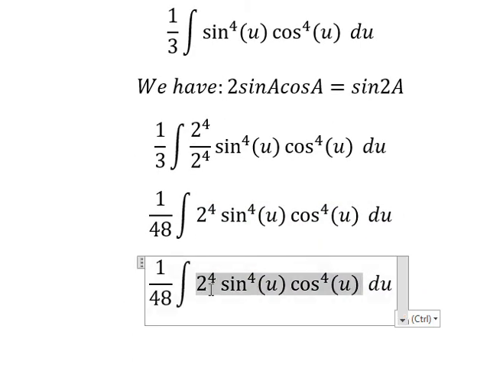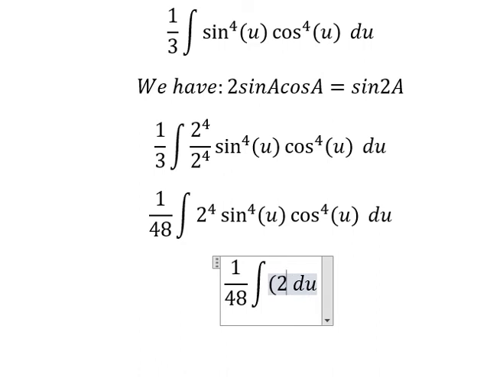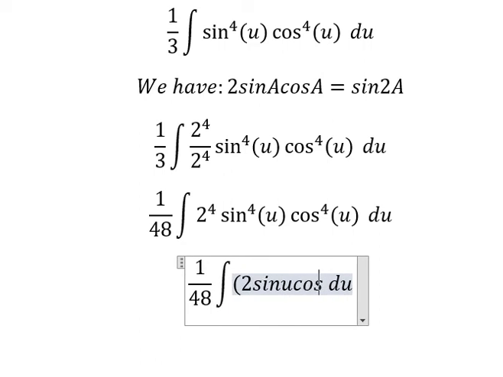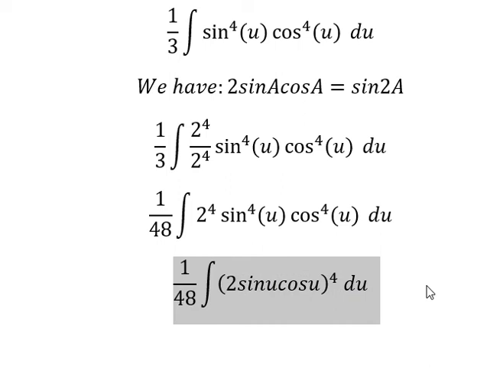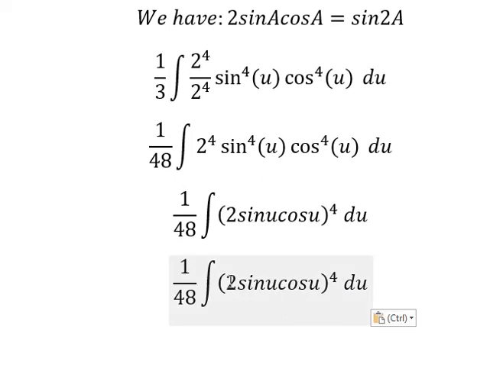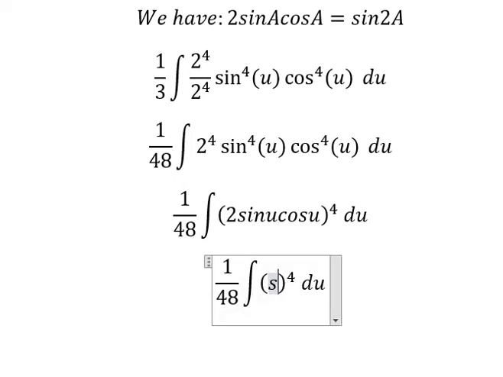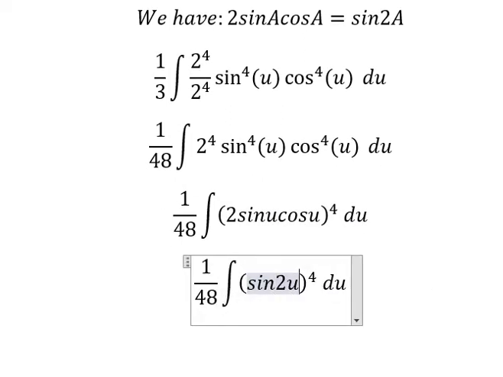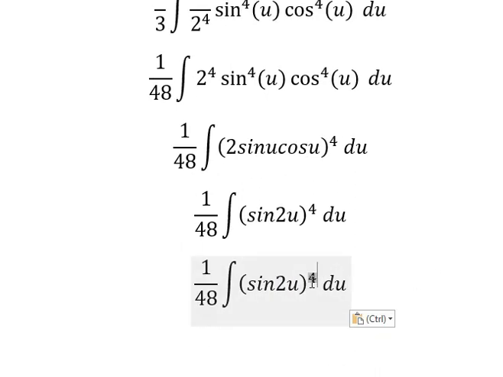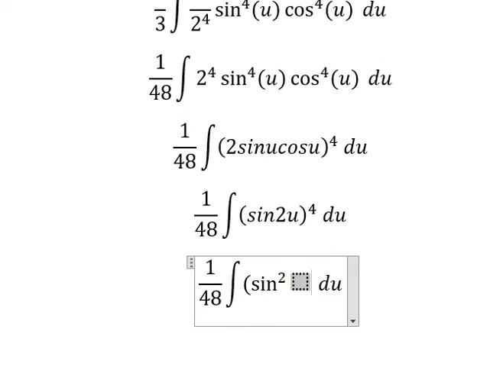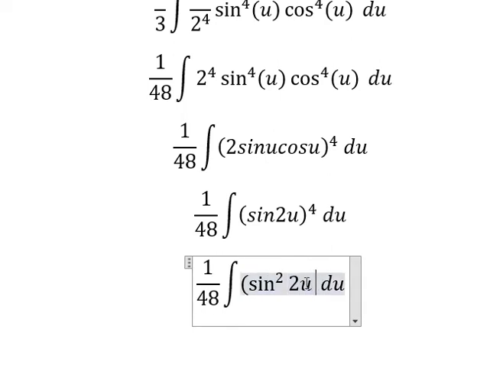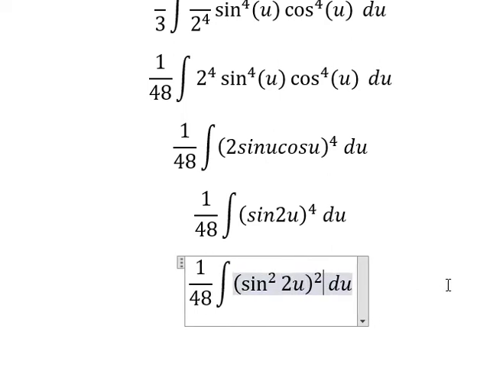So this one we can write as 2 sine u cosine u to the power of 4. And this one we have sine 2u. So this one I can write as sine 2u squared, everything to the power of 2.